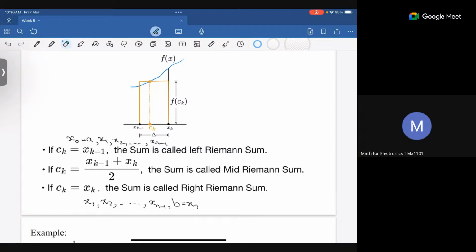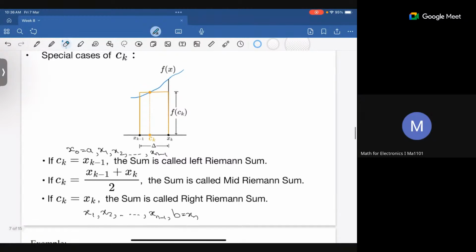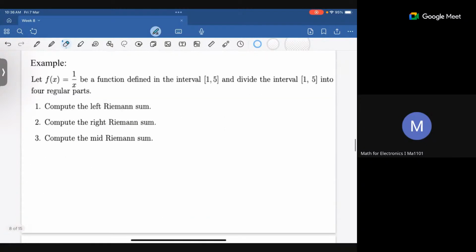Okay, so these points you have to choose for the left Riemann sum, and these points you have to choose for the right Riemann sum. And for the mid Riemann sum, you always have to compute midpoints. So x0 plus x1 divided by 2 will be your c1, x1 plus x2 divided by 2 will be your c2. Like that, finally even for cn it will be xn minus 1 plus xn divided by 2. That will be your c points. So once you have this, then you can compute. Right? So let's do an example.